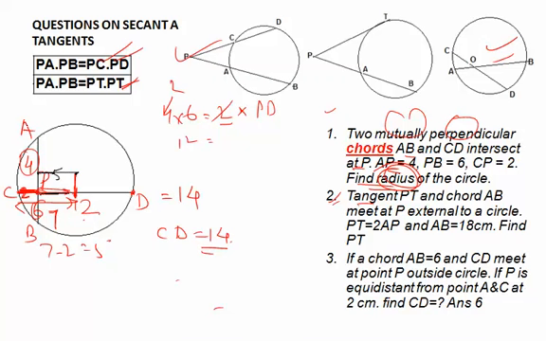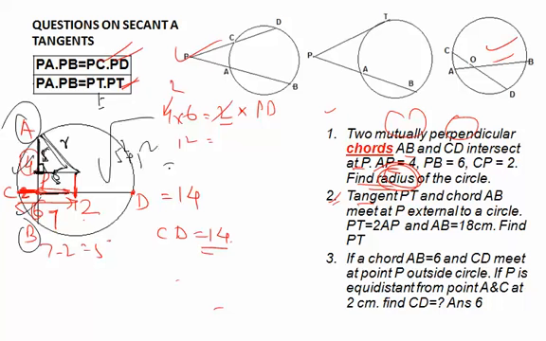Now observe AB: the total length is 6 plus 4, which is 10. It is bisected at this point, so this will again be 5, 10 by 2. So this is 5 and this is 5, and this is a right angle triangle. So what is the radius? By Pythagoras, the square root of 5 square plus 5 square is 5 root 2. That is your answer. The radius will be 5 root 2.